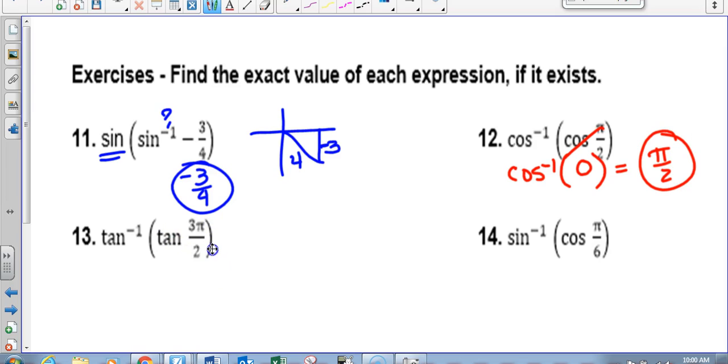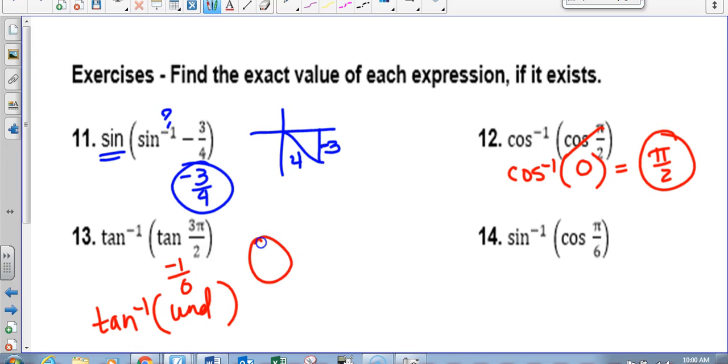All right, the tangent at 3 pi over 2. Tangent at 270 degrees. Anybody? -1 over 0, which is undefined. The arc tangent of undefined, you can't answer that question, okay? You just have to say that you can't do that question. I don't like that, but that's the case here.